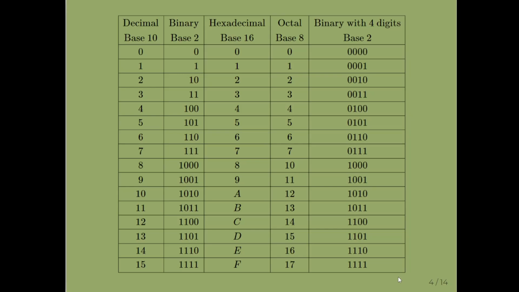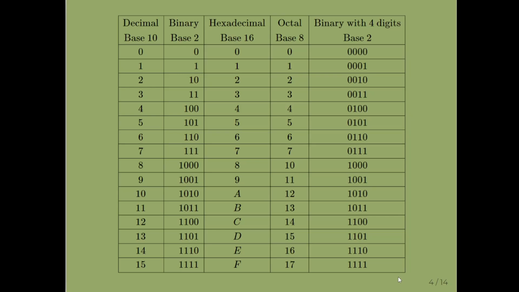We have three columns there. The middle column is our hexadecimal, that's our base 16. So we have 0 to 9 and then A to F, and they correspond to the numbers 0 to 15 in base 10. That's on the left-hand side, the first column. Also, in the fifth column we have binary with 4 digits. Binary, which is base 2, I have in the second column there.